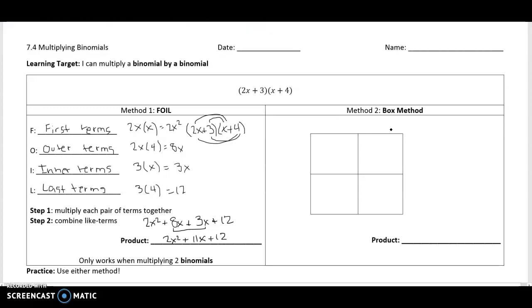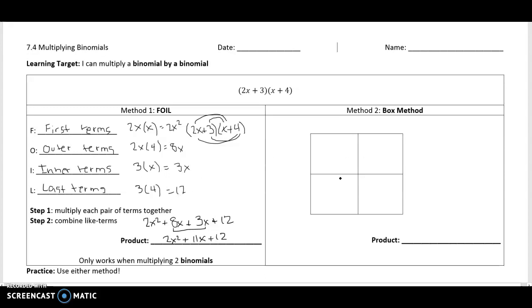Alright, now method 2. That was FOIL. Method 2 is the box method. Okay, this is more of a visual. People can actually put things in boxes and then do the multiplication. Some people like this method more. But I have a lot of people who like FOIL. So again, pick whichever one you like.